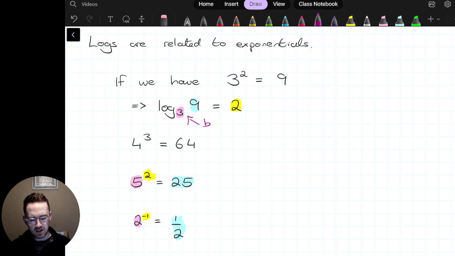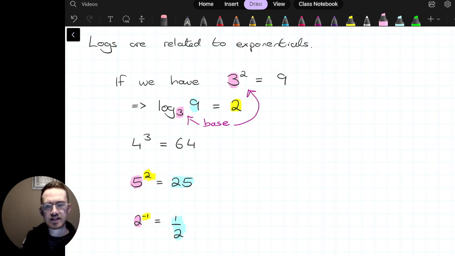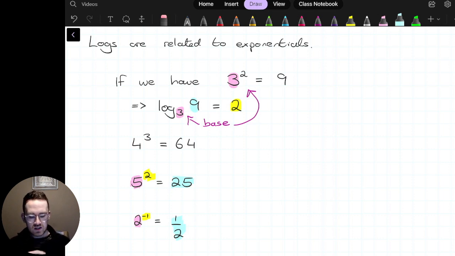So this number down here, the smaller number, is our base number. And in terms of our exponentials, that is related to this base number up here. So your base number was the number that we wrote in the normal size. And the next number, the 9, was what we considered to be our answer with these exponentials. And then our power, which is the 2, is now our answer to our log questions.